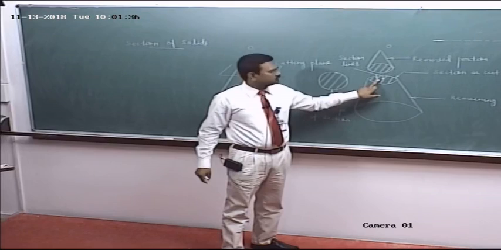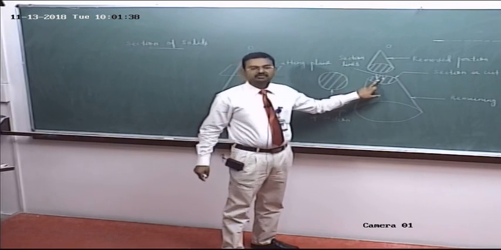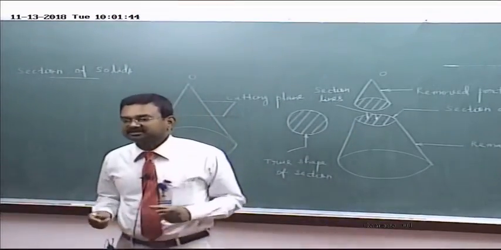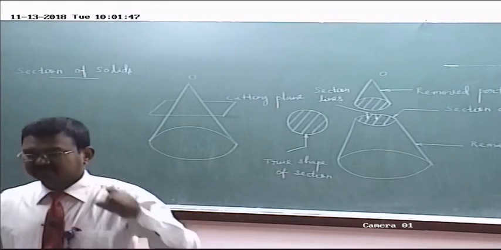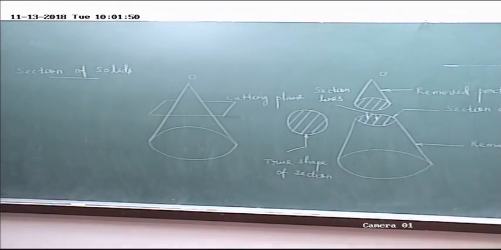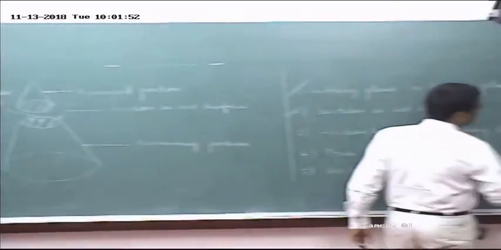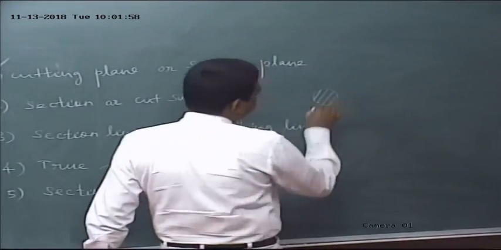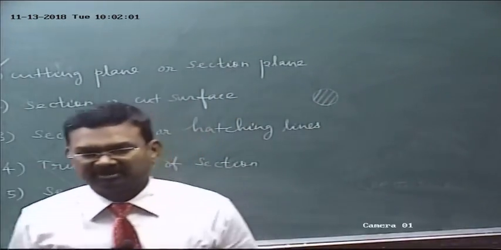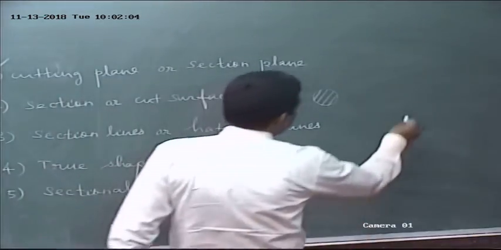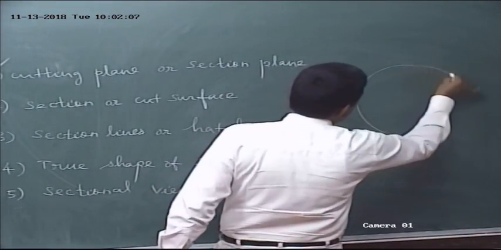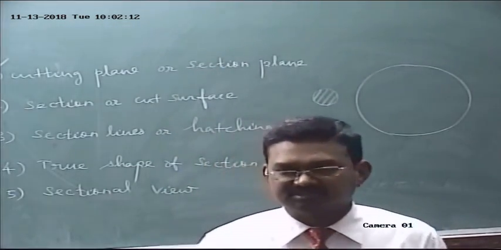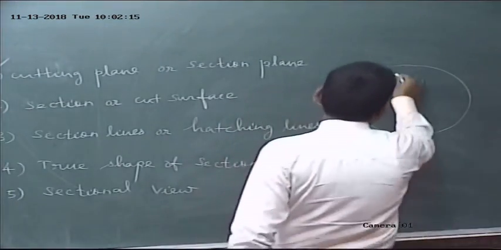Therefore, this is a section line. The section lines have a uniform space between them, usually 1.5 mm to 3.5 mm. So the space between the section lines depends upon the size of the object. See, the cut surface is like this. What is the space between section lines? Decide yourself, 2 mm or 1.5 mm. So this is our cut surface. In this case, we have to increase the space between the section lines. Let's take 3.5 mm.